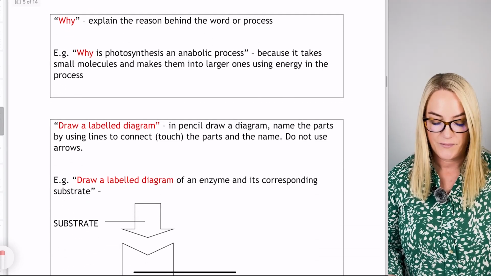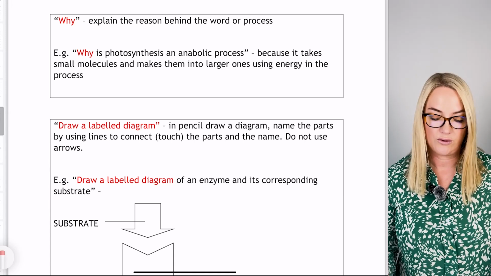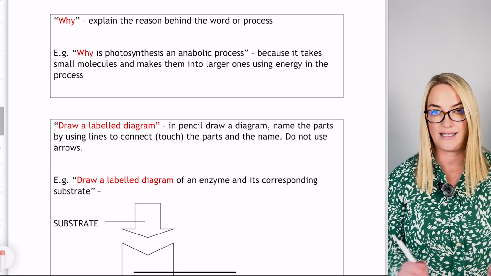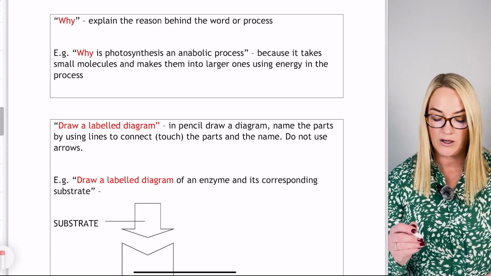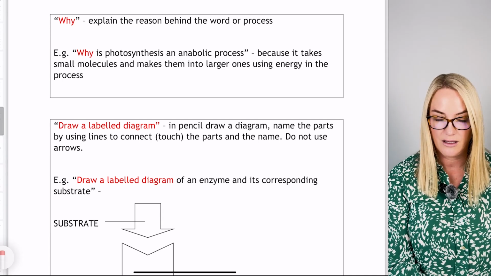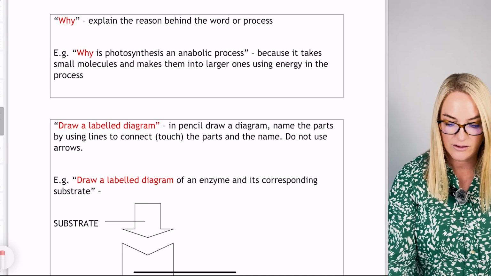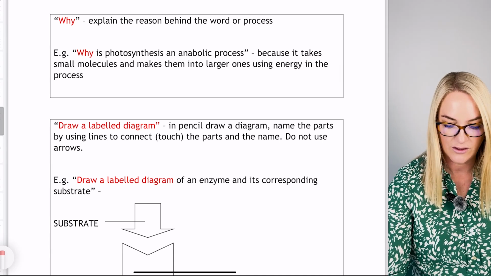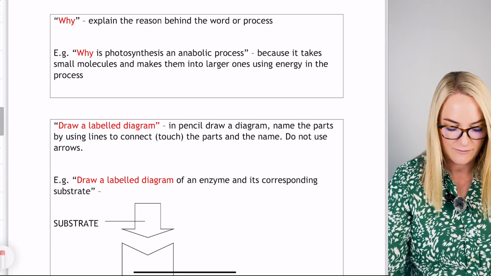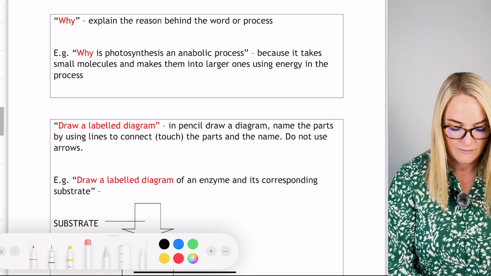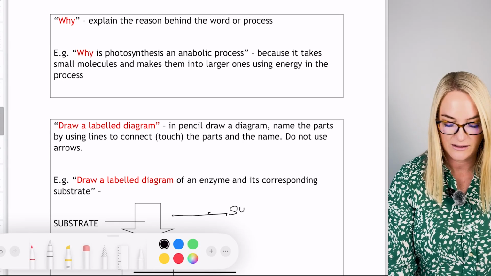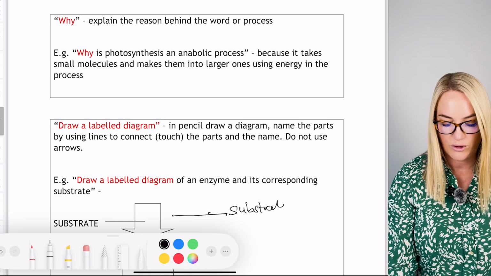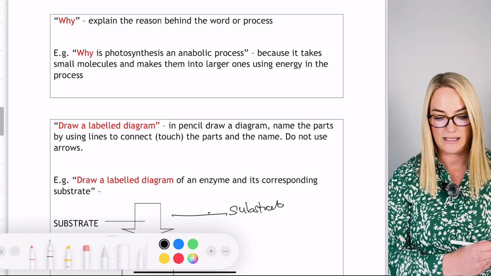Draw a label diagram. If you're going to draw a label diagram, which you would, I would strongly advise you get a decent pencil. Name the parts, and when you're naming the parts, make sure you bring the line to that part. Don't just draw the line near it and say that's the substrate. Bring your line to what you're pointing at.